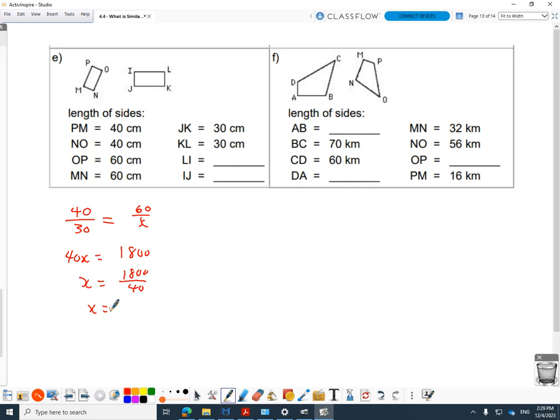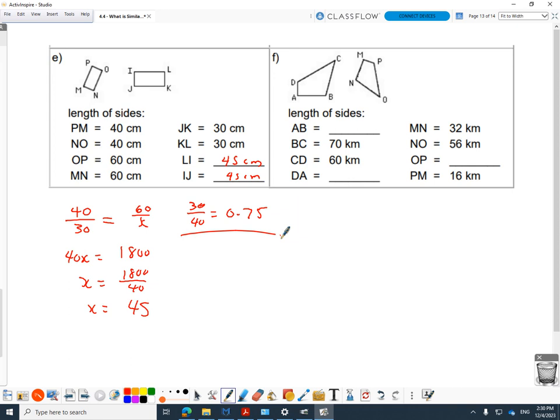What's 1800 divided by 40? That would be 45. Yes. What is it dividing by, or what is it multiplying by? Okay, let's check that out. Let's try and find the multiplier. There's the multiplier, 0.75. Do you want to do it with a multiplier in this case? No. Cross multiply. Yeah, okay.